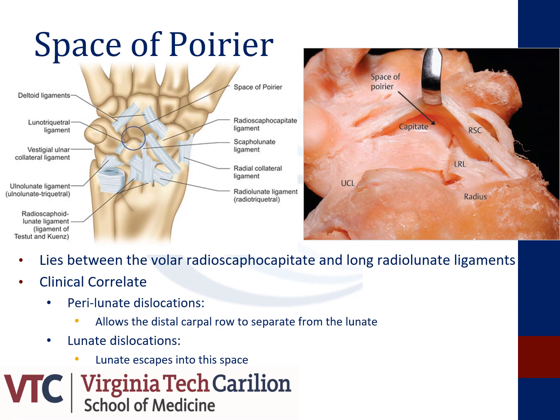Of clinical importance when discussing the ligaments of the wrist is the space of Poirier, which lies between the volar radioscaphocapitate and the long radiolunate ligaments. I think this cadaveric image here does a nice job of depicting this space. The radioscaphocapitate ligament is distracted by the retractor and allows for exposure of that potential space. Again, the space lies between the radioscaphocapitate and the long radiolunate ligaments.